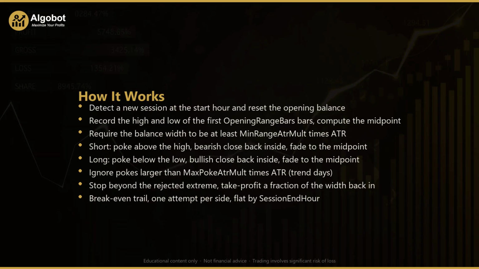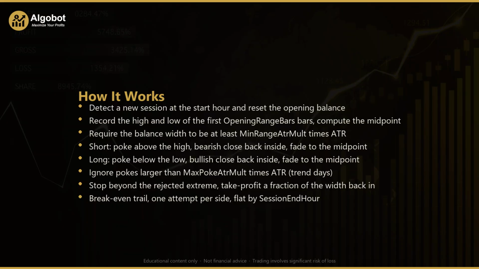Everything runs on completed bars only, so there is no repainting. When a new calendar day is detected and the hour has reached the session start hour, the strategy resets and begins building a fresh opening balance. It then accumulates the first bars of the session. For each of the first OpeningRangeBars bars, with a default of 4, it tracks the highest high and the lowest low. Once those bars are in, the opening balance is ready, and the midpoint is simply the average of that high and low.